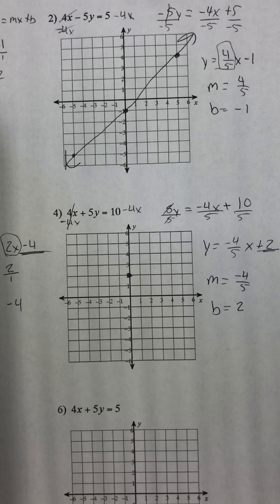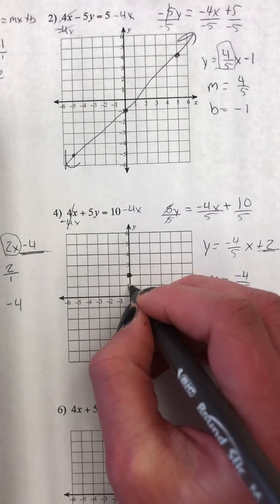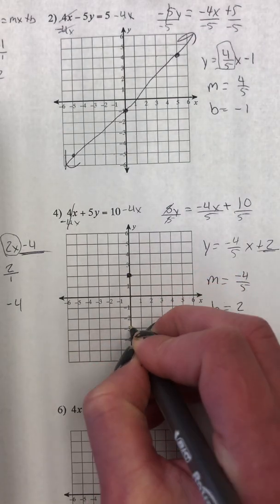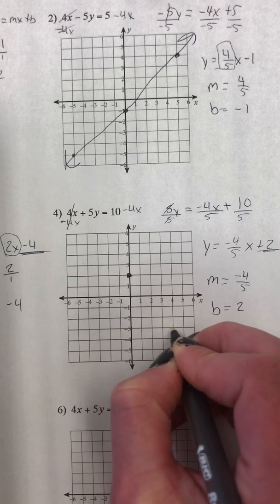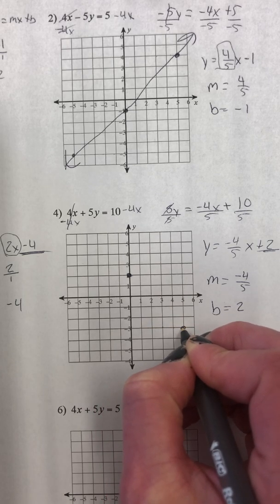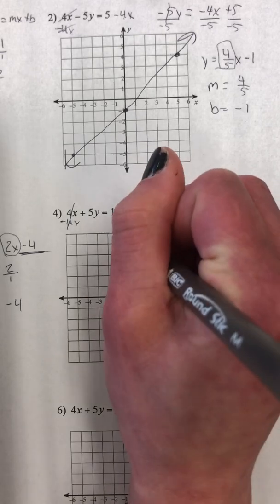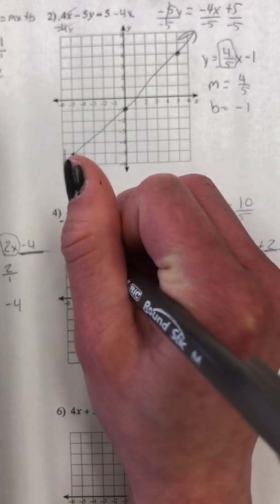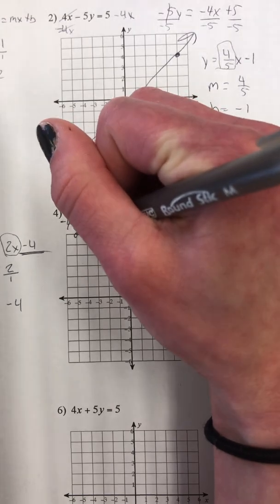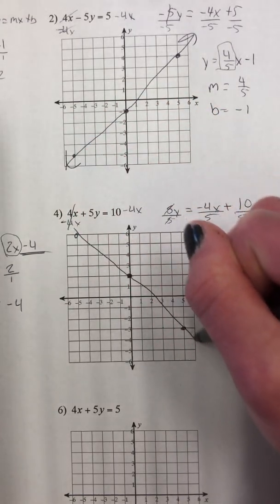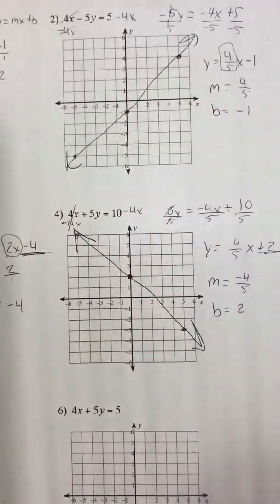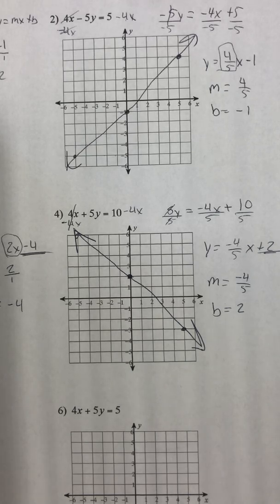This time our slope is -4/5, so we're going to go down 4 and to the right 5. Or you can do the opposite. You can go up 4 to the left 5. Like that. And that is our line.